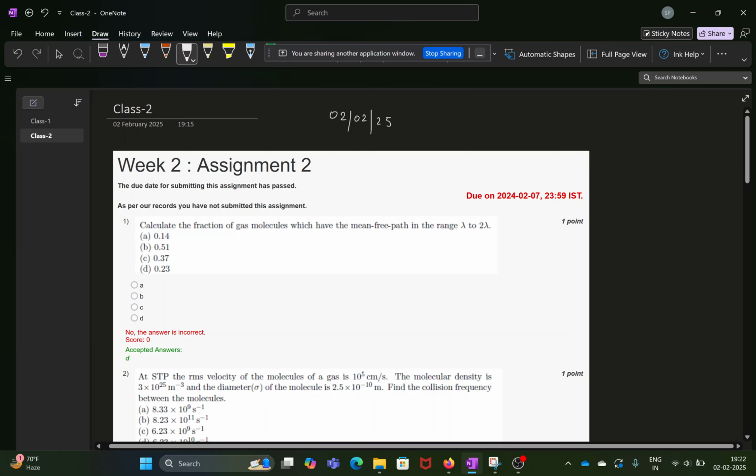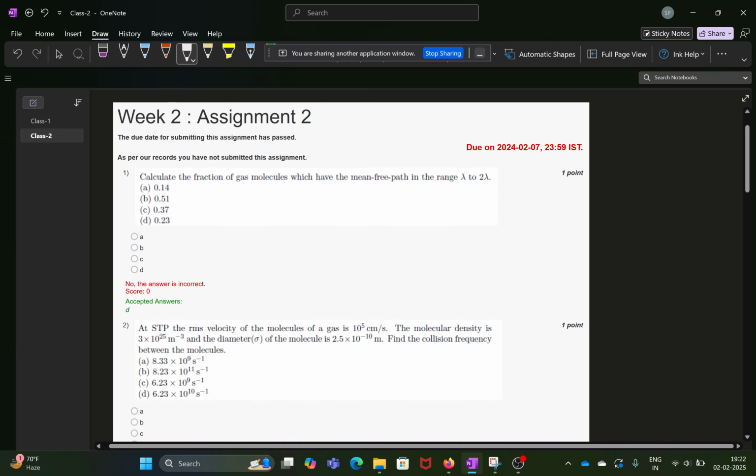Okay, so let us then start this class 2 discussion. Basically, in this week 2 lectures, mostly you have covered the topics of mean free path and the collision of gas molecules. So you are still dealing with the kinetic theory of gases chapter, and mean free path is a very important concept of that particular chapter.